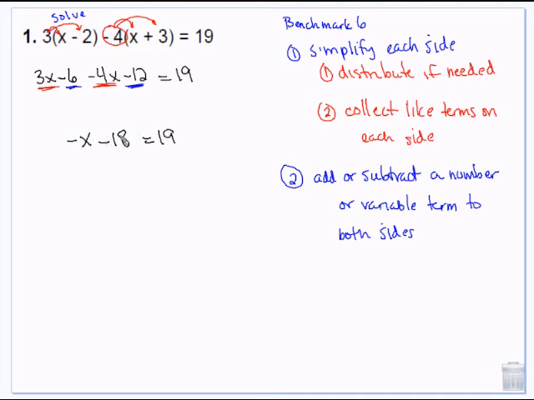Okay, I look at what I have. I have negative x minus 18 equals 19. So that helps me to decide, do I add or subtract the number or a variable or whatever. In this case, I'm going to add this number. So I'm going to add 18 to both sides.